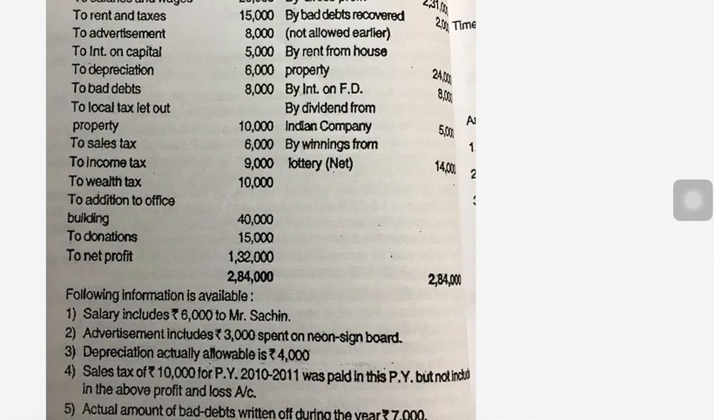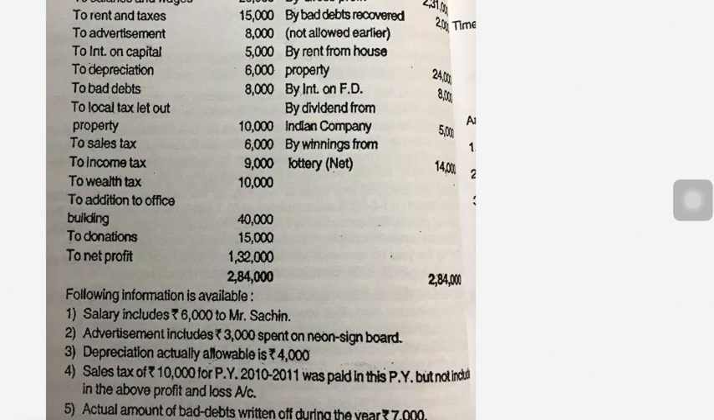Advertisement includes 3,000 spent on neon signboard. Now in your P&L account, advertisement 8,000 is a revenue expenditure, but 3,000 spent on neon signboard is a capital expenditure, correct? Why is it a capital expenditure? Because neon signboard is not for 1 year, it is for many years. So it is a capital expense, right? So 3,000 capital expense, you cannot show it in P&L account. So what you will do, you will add back this 3,000.